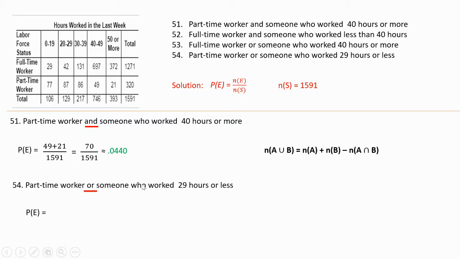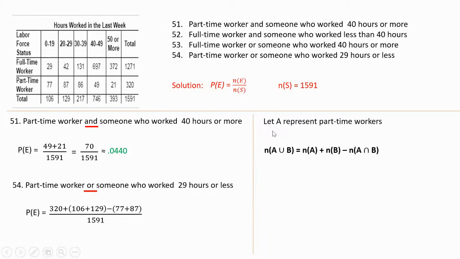So P of E is equal, check this out. Again, we're looking for part-time workers. So it's going to be 320 plus 106 plus 129 minus 77 plus 87. Let me show you why. Let A represent the part-time workers. So this is A, the part-time workers, which is 320.